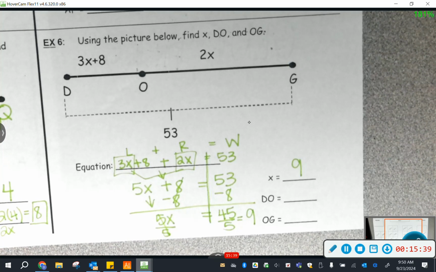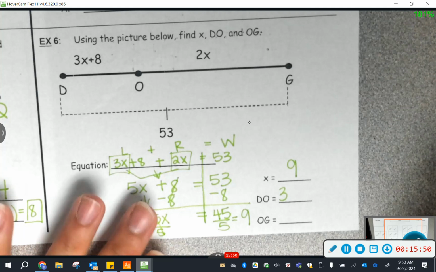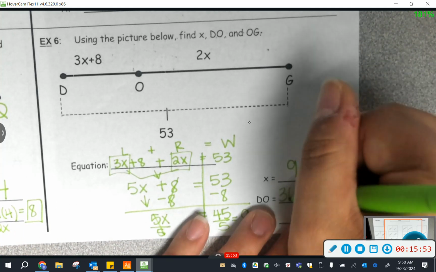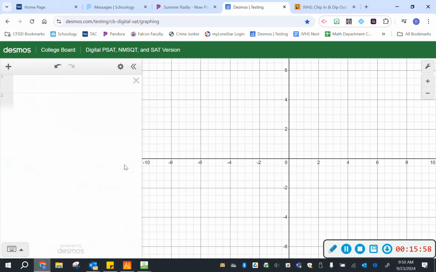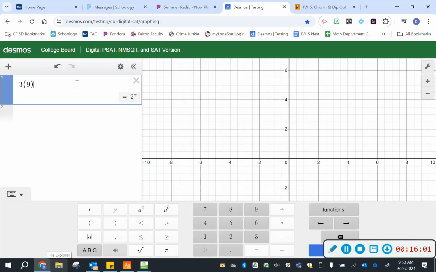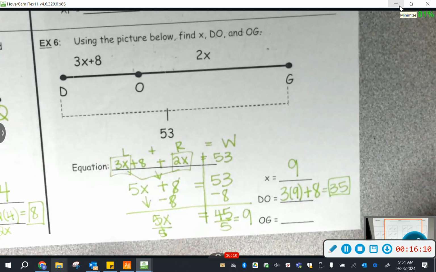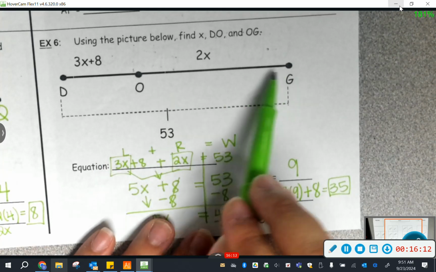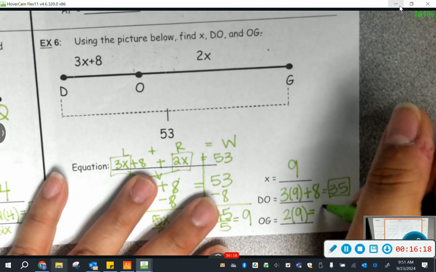Here we go. Write it down. Now, what is DO? DO is what? But instead of writing X, what am I going to do in parentheses? What is 3 times 9 plus 8? 3 times 9 is 27. Plus 8 is 35. And then what's OG? 2 times, instead of X, we're writing, what's 2 times 9?